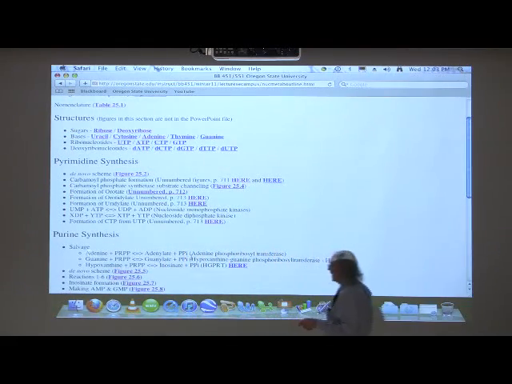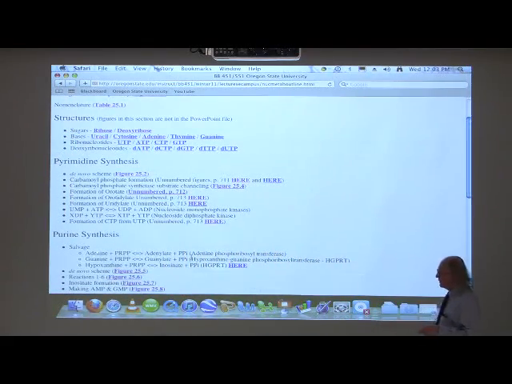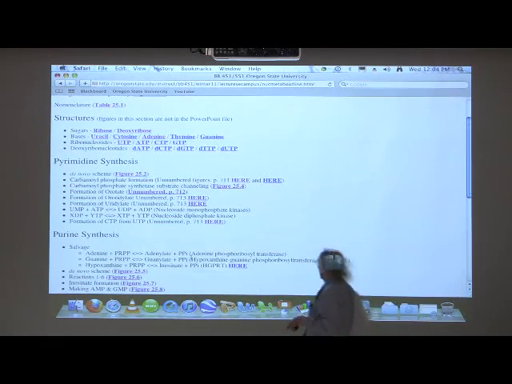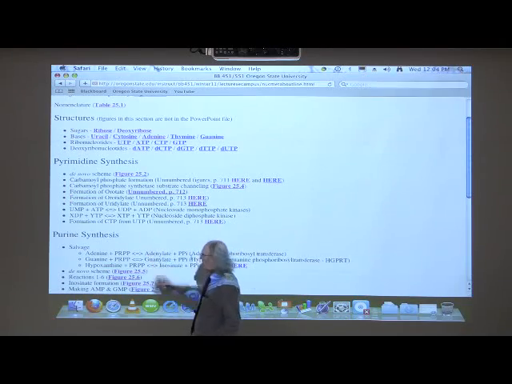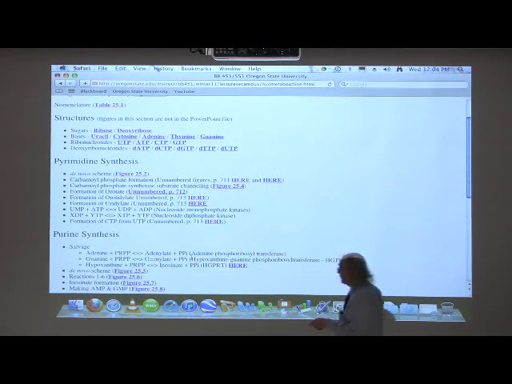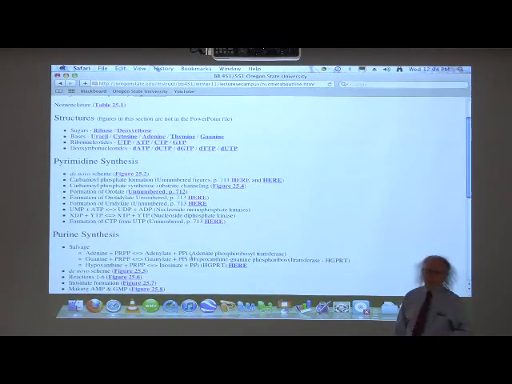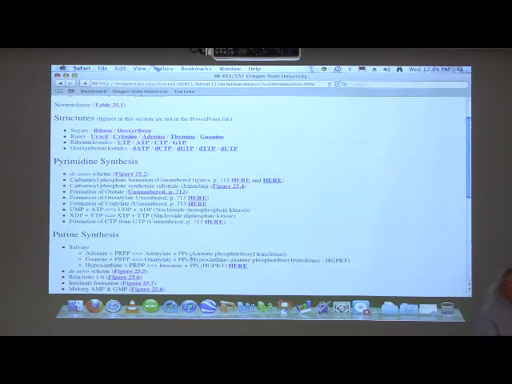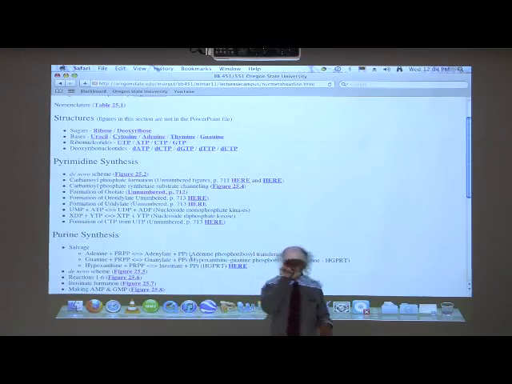So when we look at the catabolism of guanine nucleotides, we see that adenine or guanine can be combined with PRPP to make adenylate, which is a nucleotide, right? So it's got a sugar and a base. I can't say the word. As well as guanylate. These are both nucleotides.